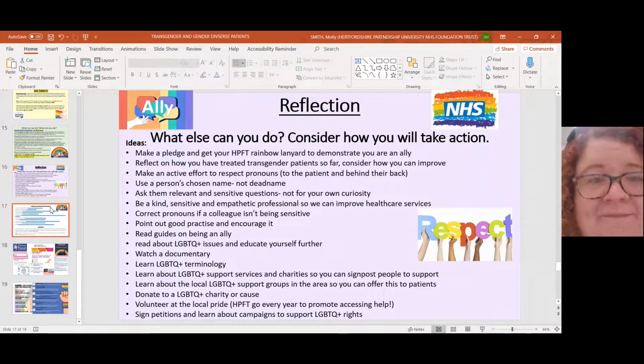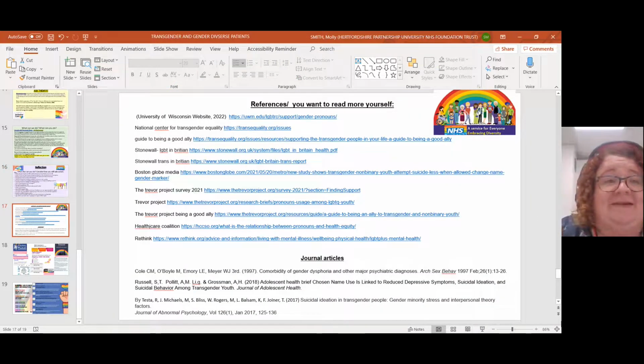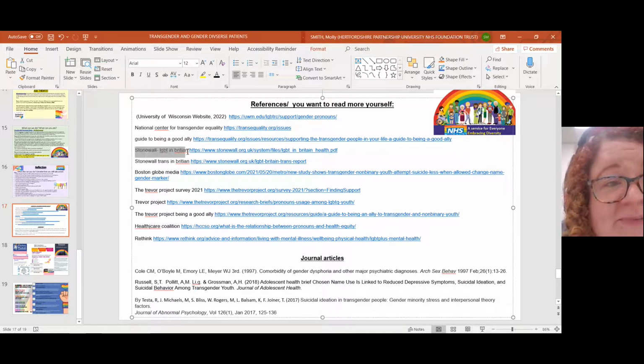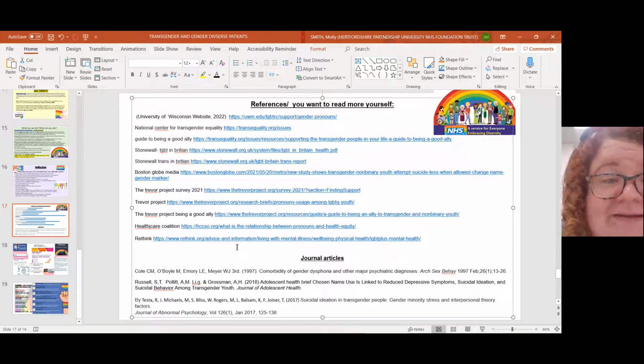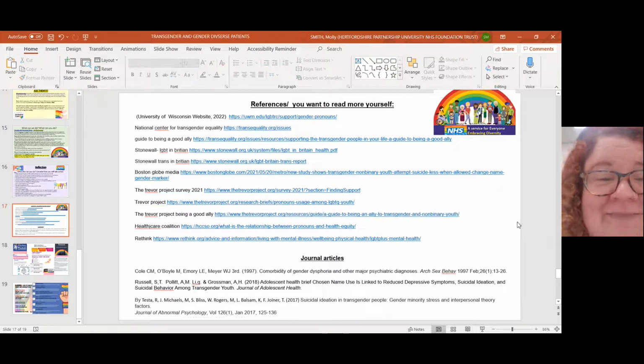Just before we end, this is a page with my references. I have used these two documents a lot: Stonewall's LGBT in Britain and Being Trans in Britain. I have used the Trevor Project a lot. They have some really good information on, again, LGBT, trans and gender diverse experiences. Trevor Project also do a good document on how to be a good ally with some tips if anyone's interested. These are all of the references that I have used to make this presentation today. So if you want more information, have a look at these sites.